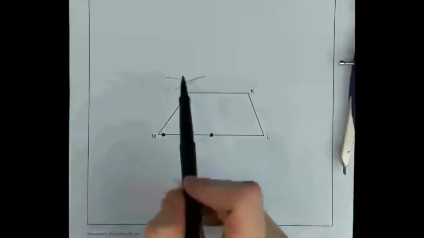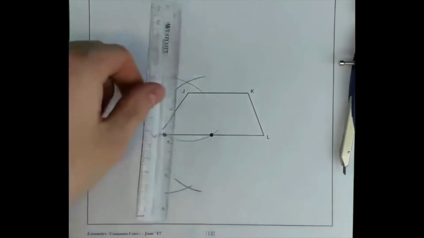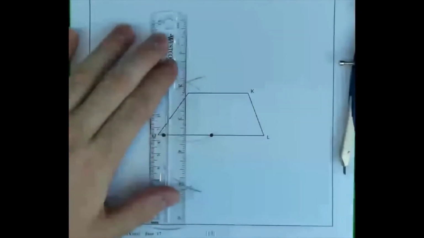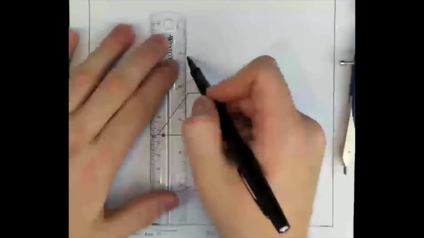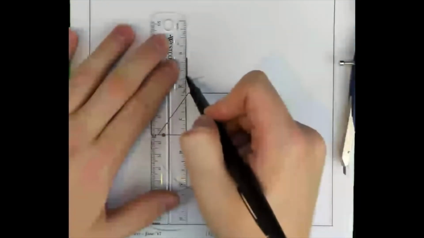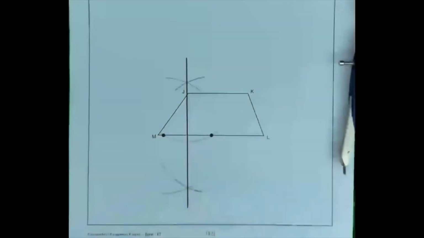As you can see, I have 2 intersection points. I personally like 2 intersection points because it is more precise, but you could have just drawn one of these arcs. That's perfectly fine. And then you just construct or draw your line through these 2 intersection points, and it has to pass through, remember, it has to pass through point J. And that is how you construct an altitude from vertex J to line ML.